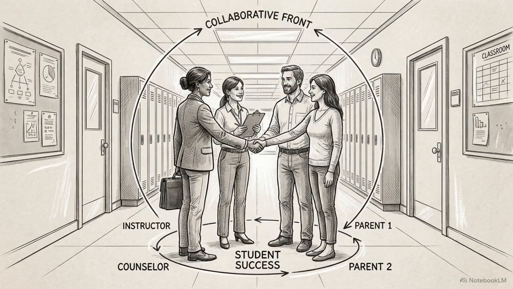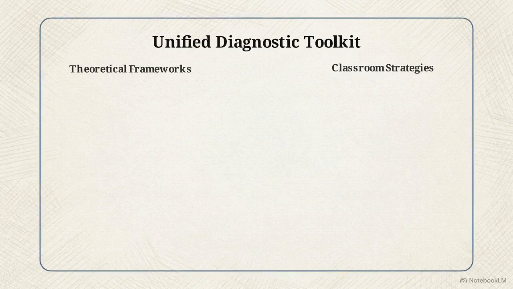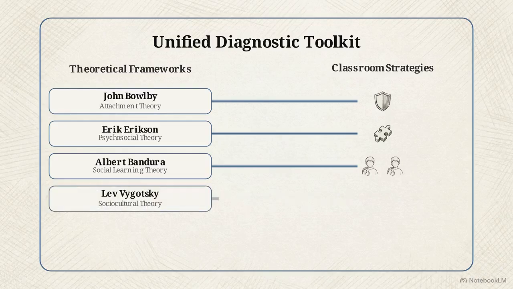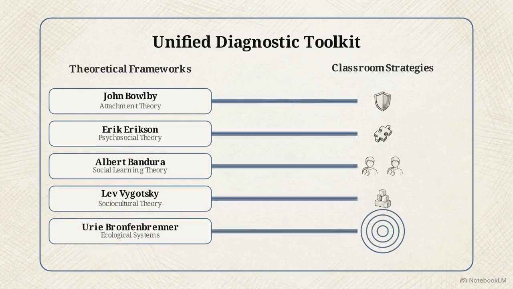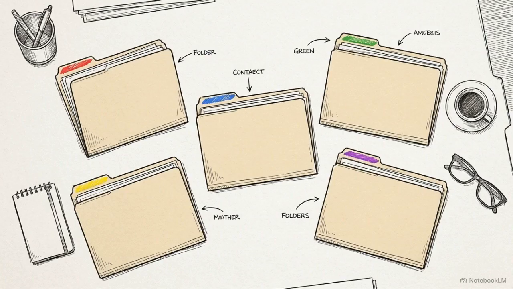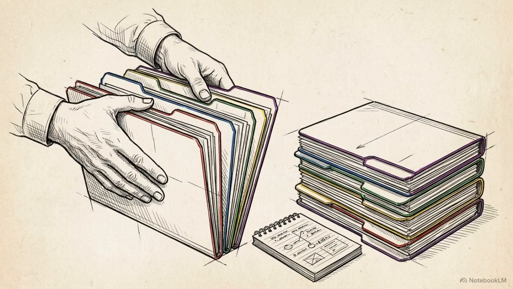Diagnosing trauma at an ecological level allows the educator to address the structural collapse of the child's environment alongside the classroom symptoms. We have constructed a unified diagnostic toolkit. Bowlby, Erikson, Bandura, Vygotsky, and Bronfenbrenner provide distinct lenses, mapping directly to specific classroom strategies. These frameworks are not competing psychological theories. They are complementary tools designed to function at different, precise altitudes of a child's life.